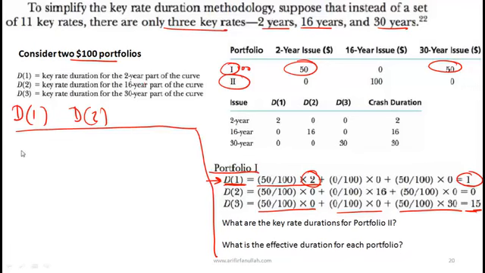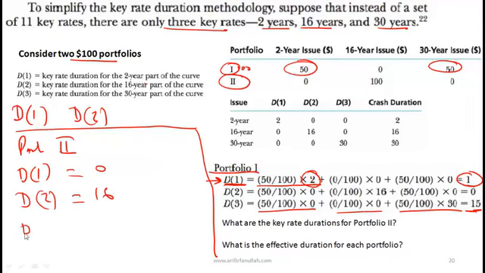For portfolio 2, what would D1 be? If the 2-year rate goes up by 1%, this would be 0. What about D2? If the 16-year rate goes up, then the value of the bond portfolio will come down by 16%. And what's D3? 0. So in both these cases, are the key rate durations the same? No, they are different, because for portfolio 1 this key rate duration was 1. For portfolio 2, the key rate duration for the 2-year rate is 0. So the key rate durations are different, but the effective duration, which is simply the sum, is the same.